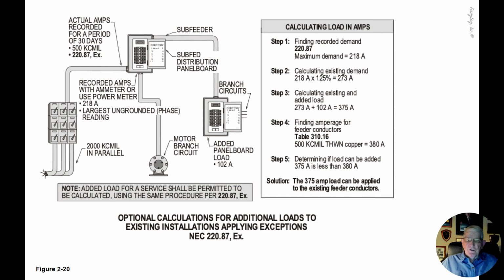This illustration deals with optional calculations for additional loads to existing installation by applying the exception to NEC 220.87. Now, notice that the actual amps recorded for a period of 30 days on the 500 kcmil conductors, and according with the exception to 220.87, is 218 amps.